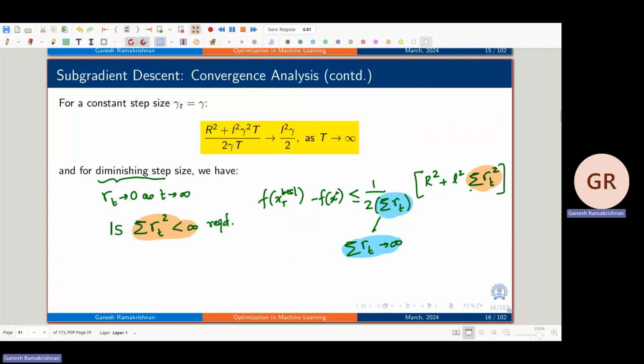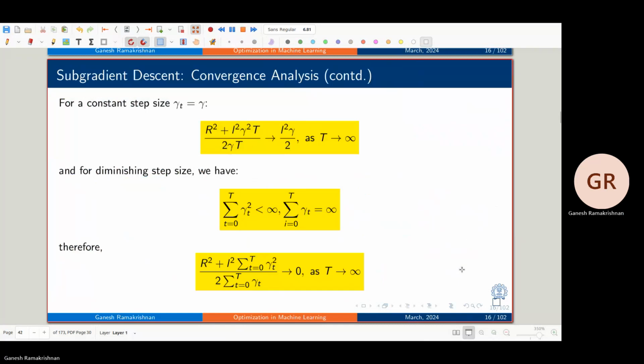We'll get this kind of expression here. So we must have gamma t square less than infinity. We did not add that, but now I'm adding it in retrospect. The summation of gamma t can go to infinity with no upper bound, while the summation of gamma t square is something finite.